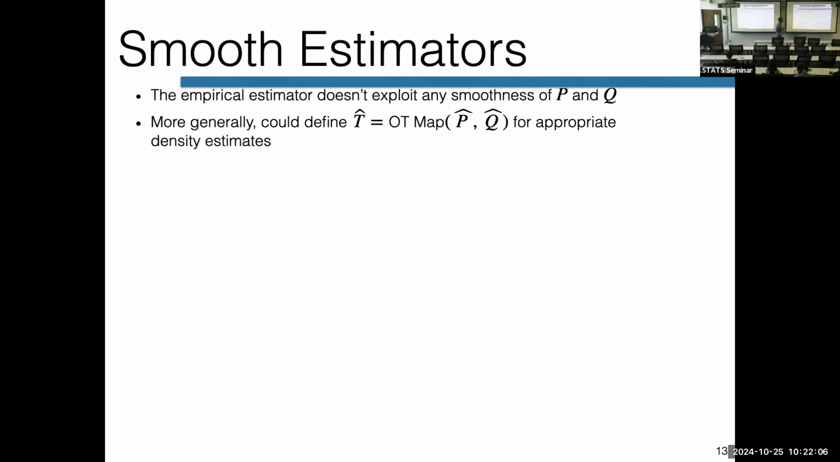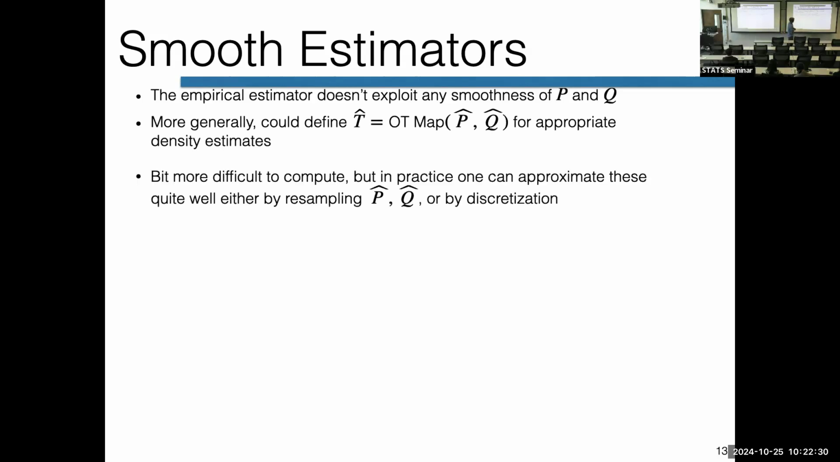The plug-in principle just says compute some density estimate P hat, some other density estimate Q hat. And you now try to say, my estimate for the optimal transport map will be the optimal transport map between these two density estimates. You can imagine in your head, you computed a kernel density estimate for P, a kernel density estimate for Q, and then you just figured out what is the optimal map between them. This is not as easy a question, but you can imagine trying to approximate this either by some sort of discretization or by sampling P hat and Q hat many times. But for us, it's something that one can do.